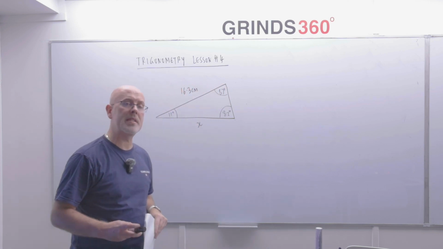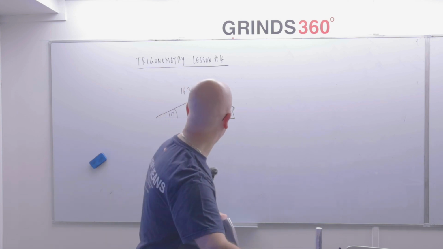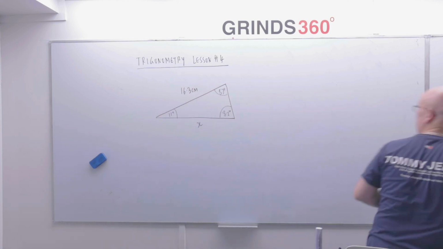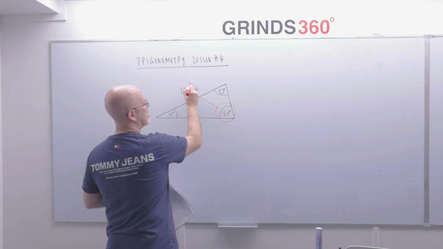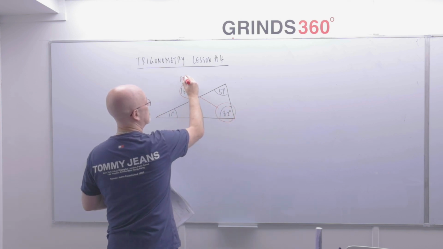So I'm trying to pick between the sine rule and the cosine rule. Do I have a pairing? Well, you can see, yes, I do. I know the size of this angle and the length of the side opposite it. So I do have a pairing there, and I can do this question with my sine rule.